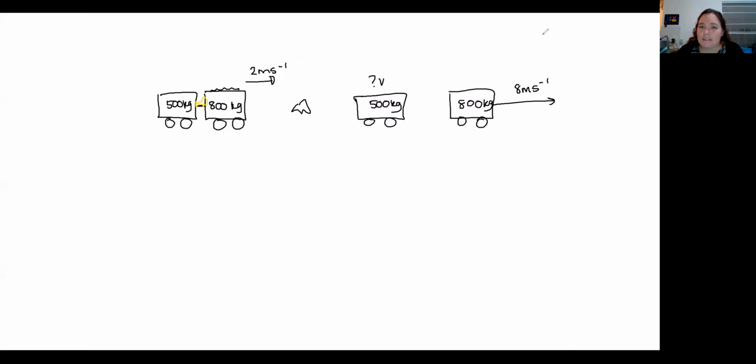All right, ladies and gentlemen, I'm going to pause and quickly give you a chance to all do this question. Please get started on it straight away. Go for it. So the question is to work out the velocity of the 500 kilogram trolley.